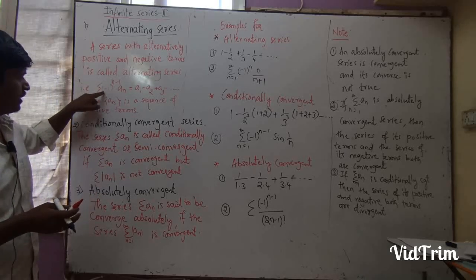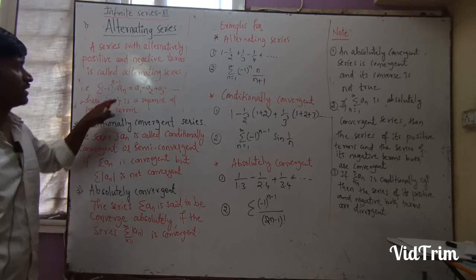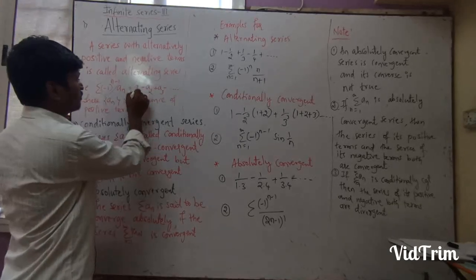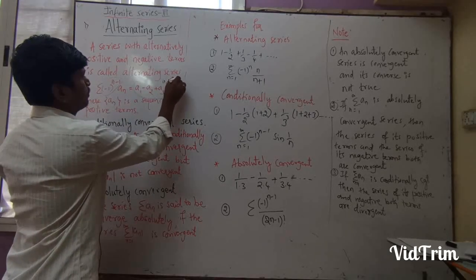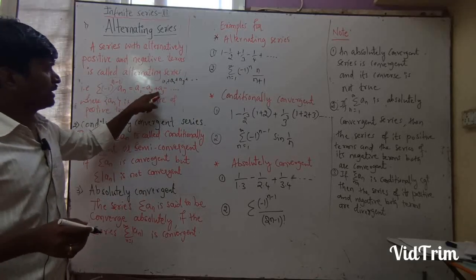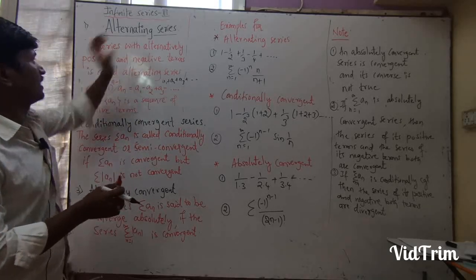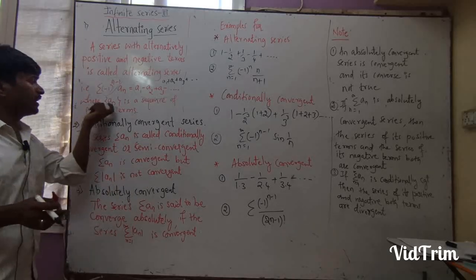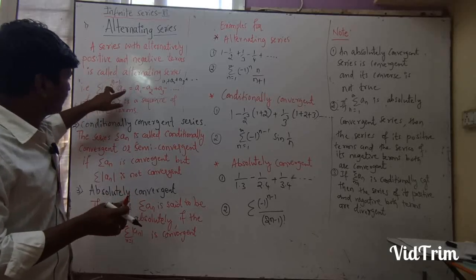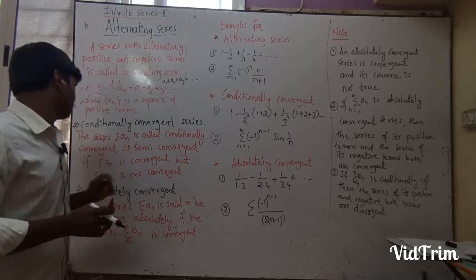That is, if you take minus 1 raised to n, this is the new part. In the summation of an, all the terms are positive: a1 plus a2 plus a3, and it continues like that. But here it is a1 minus a2 plus a3, with alternately negative and positive signs, therefore it is called an alternating series, where an is a sequence of positive terms. Remember, the sequence an should be a positive term sequence.